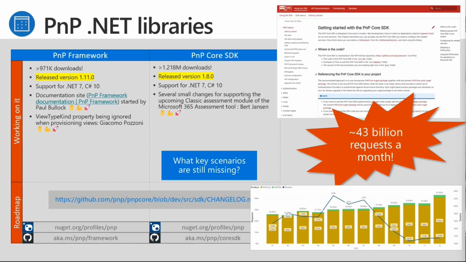And last thing, December was a really good month from a usage perspective. We almost hit 43 billion requests a month, which is huge. That's a nice bump from last month. So thank you all for using it.